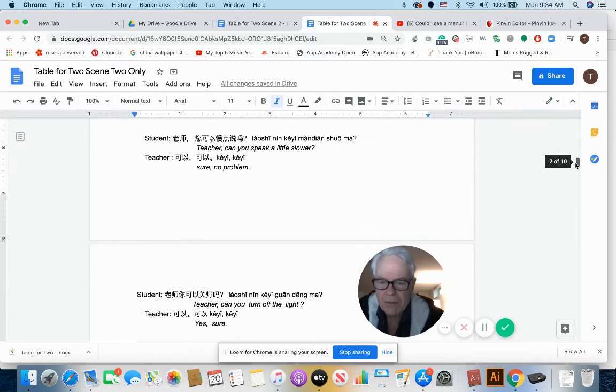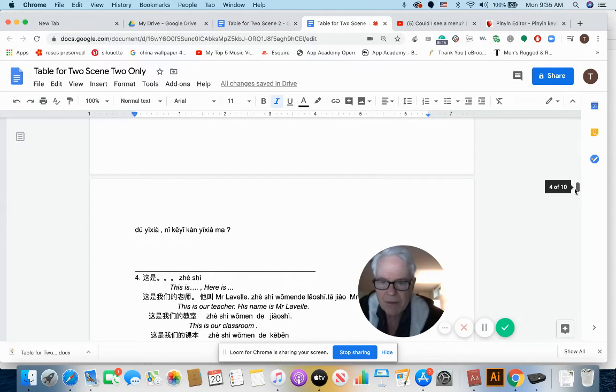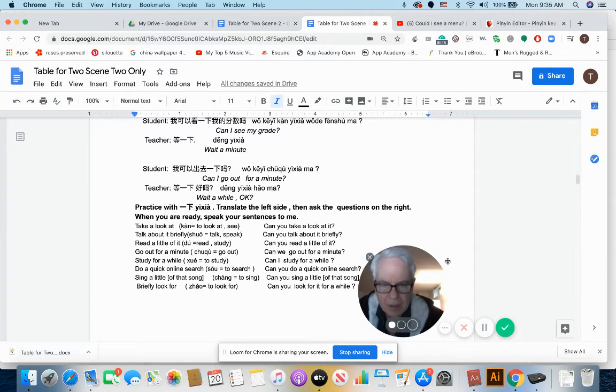So what we want to do is do a little exercise to bring this home today. And I've got one for you right here. And I'll put it in the assignment section of our website. We're going to have you do two things here. It says practice with 一下. Remember, 一下 means doing something for a short period of time. So we're going to practice with that. What I want you to do is translate the left side of this first, these sentences. Then ask the questions about them on the right.